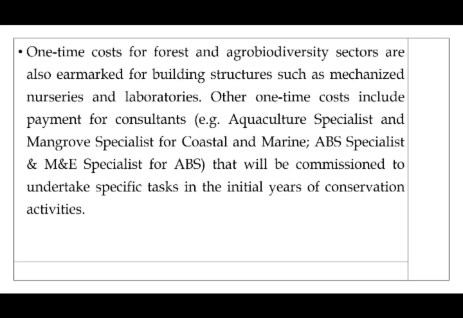One-time costs for forest and agrobiodiversity sectors are also earmarked for building structures such as mechanized nurseries and laboratories. Other one-time costs include payments for consultants such as aquaculture specialists and mangrove specialists for coastal and marine, ABS specialists and M&E specialists for ABS that will be commissioned to undertake specific tasks in the initial years of conservation activities.